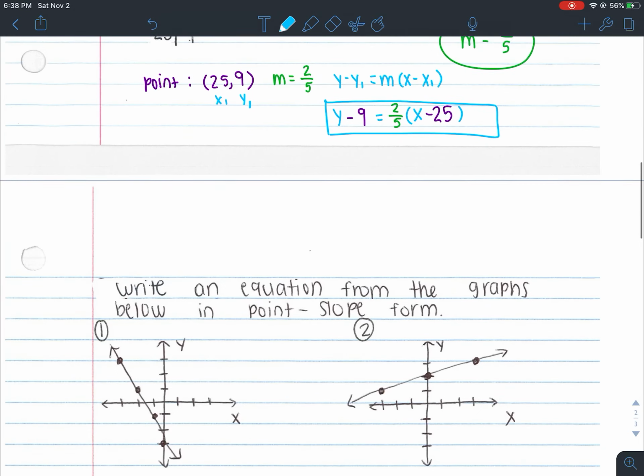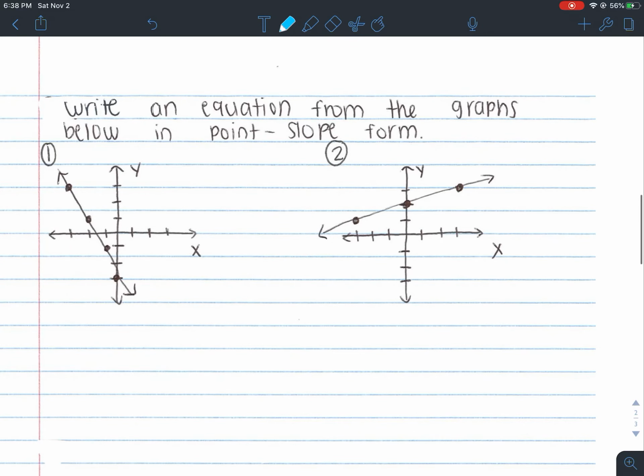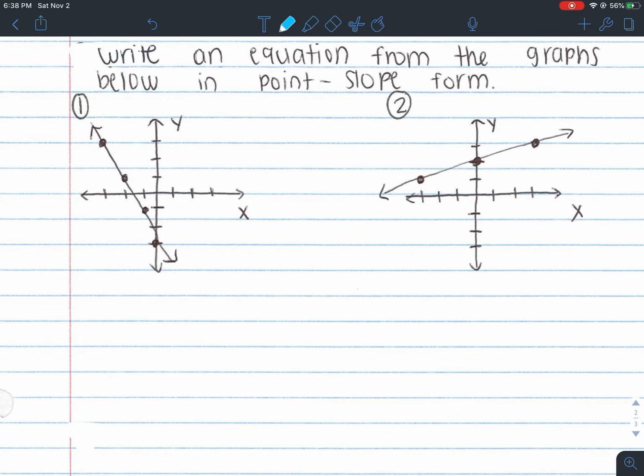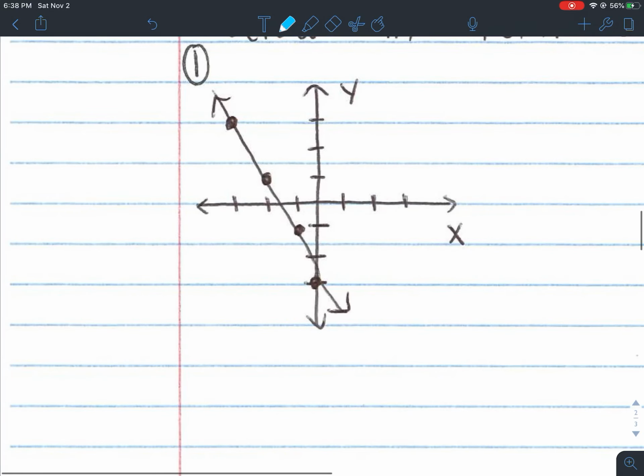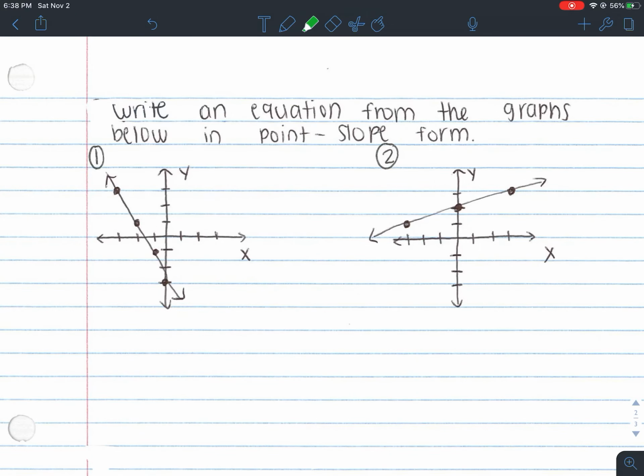The next page, we're going to do graphs. So there's only 2 more problems left. So we write an equation from the graphs below in point slope form. Well, here I'm given 2 graphs, and I'm given lots of points. I'm actually given 4 points in this graph, but I'm not given a slope. And I need to write an equation in point slope form.